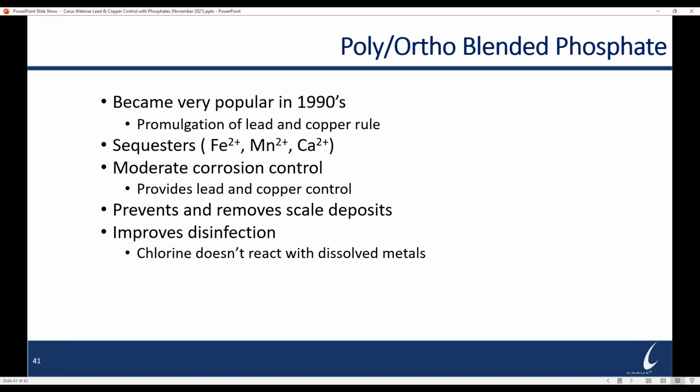So we've talked about polyphosphates, we've talked about orthophosphates. You can blend the two together, obviously, to get a little bit of both benefits. So you can do sequestration, you can do a little bit of corrosion control, you can help prevent or remove some scale deposits depending on how much you feed, and then you might break up some of those biofilms as well.